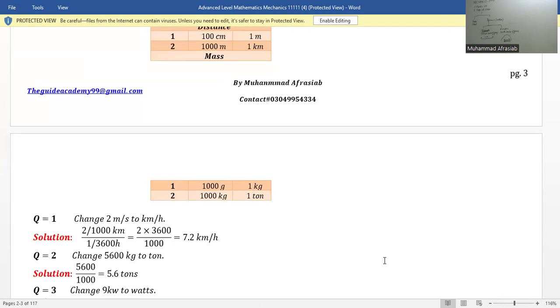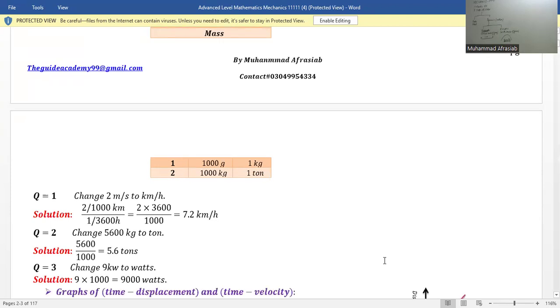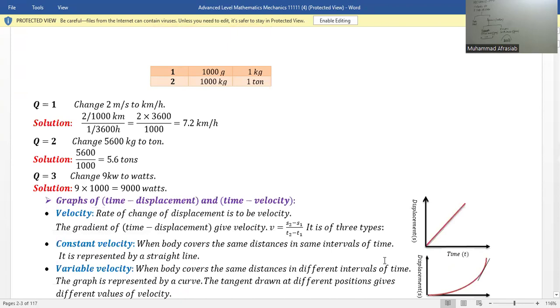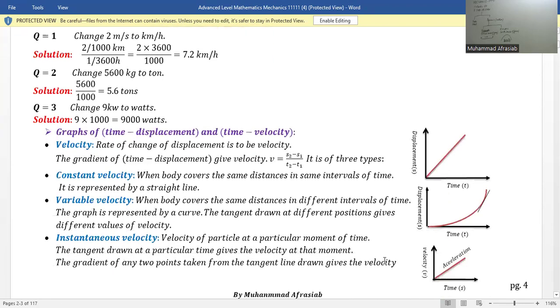So this is our first introduction to Mechanics 1, that these are the units and this is the way that they are going to be used in this part of mechanics. Then in the second video, we will explain the conversion of these units, examples, along with the velocity-time and displacement-time graphs one by one later on.